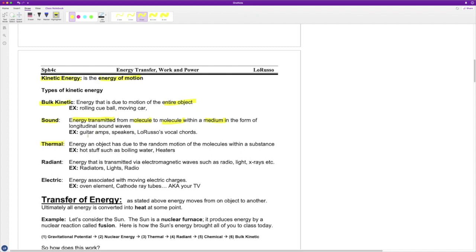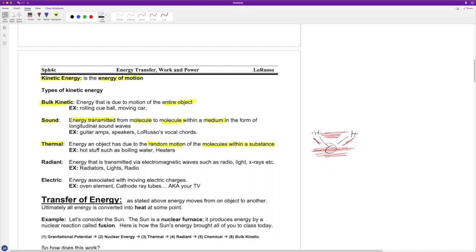Now, thermal energy is the energy of an object due to the random motion of the molecules within the substance. So that basically means this. If you have, let's make a little H2O. What we're talking about in terms of thermal energy is the actual vibration of the atom back and forth like this. Also the vibration back and forth between these two bonds, and the vibration here and the vibration there. So the whole water molecule is actually vibrating in multiple ways.